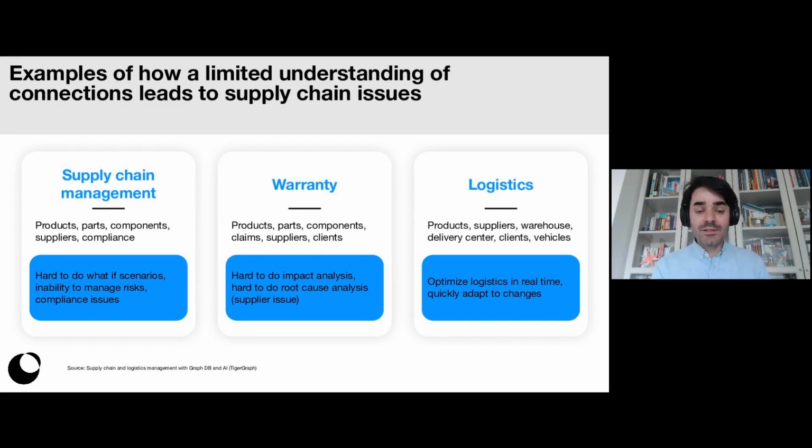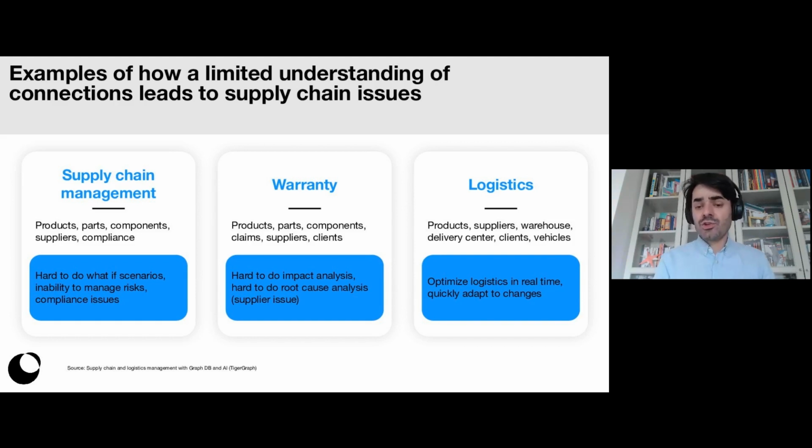And in terms of warranty, here we're talking about connections between products, parts, components, claim suppliers, and clients. And not understanding those connections deeply makes it hard to do impact analysis. What if a certain product needs to be recalled? It's hard to do that sort of analysis. Or it's hard to do root cause analysis. I'm seeing a lot of issues with a certain product. What is the most likely root cause for that?